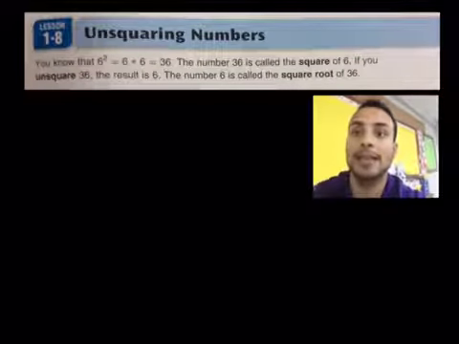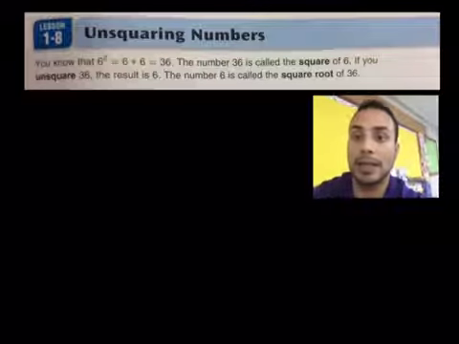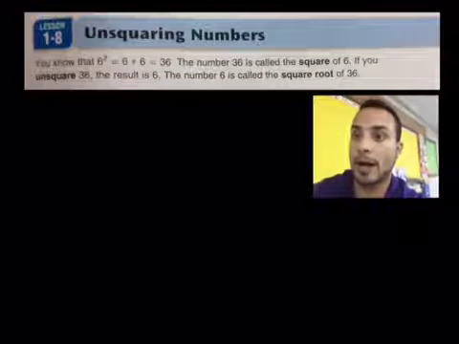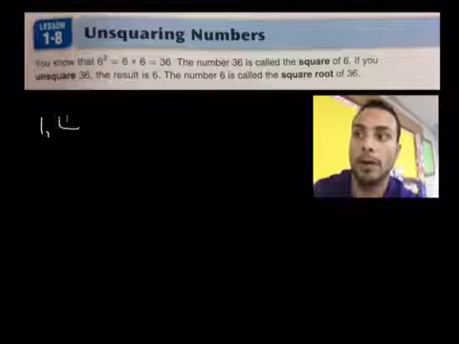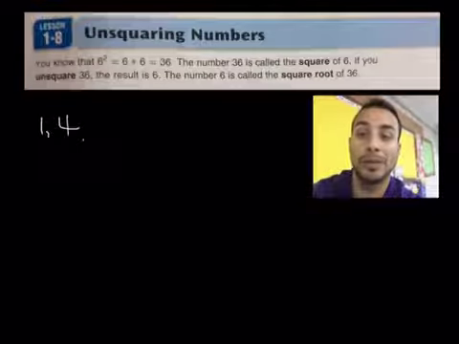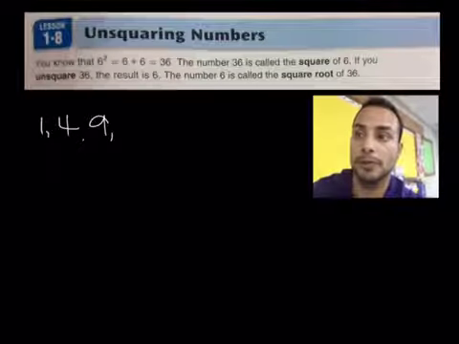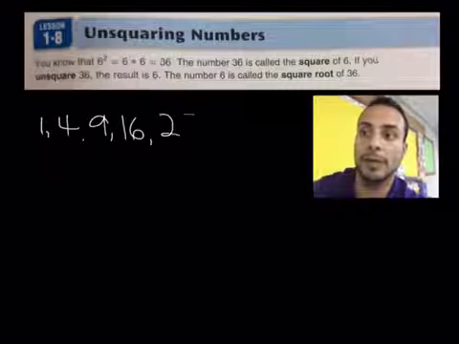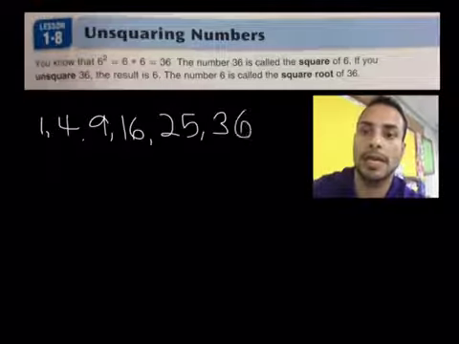So let's count some square numbers. We made a list of square numbers previously, but here let's do it again. We have 1, 4. What would be 3 times 3? 9. 4 times 4? 16. 5 times 5? 25. 6 times 6, 36, and so on.